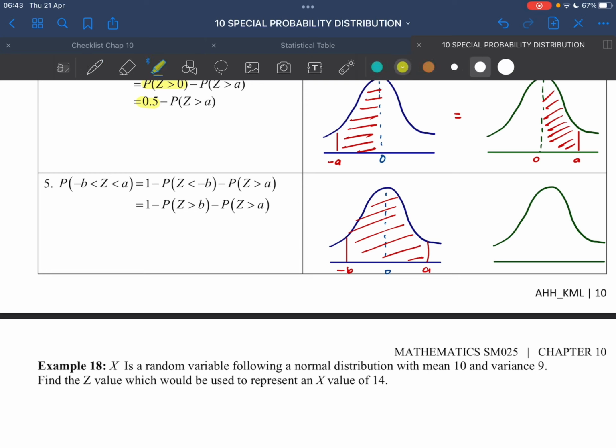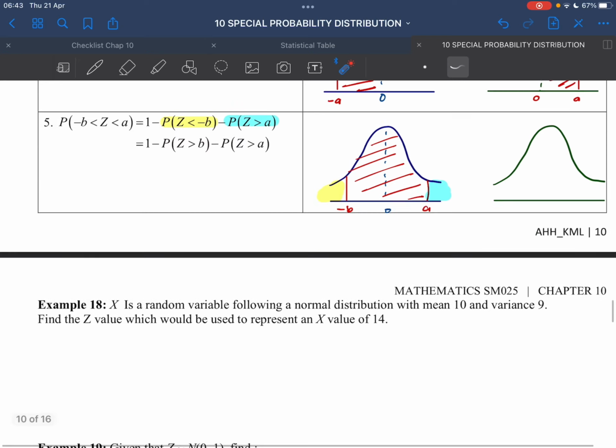So the whole probability is 1 minus the area that we don't want. Here is this one, P(Z less than negative B), and also this one, P(Z greater than A). So total probability 1 minus this one minus this one. But to use the table, we have to change into greater. So this one, by property number 1, is simply Z greater than B. So you get the final answer here.